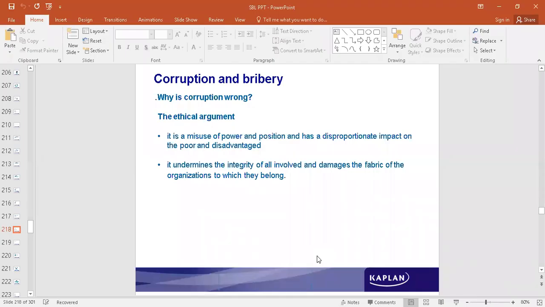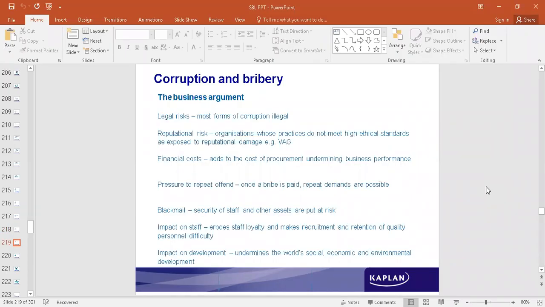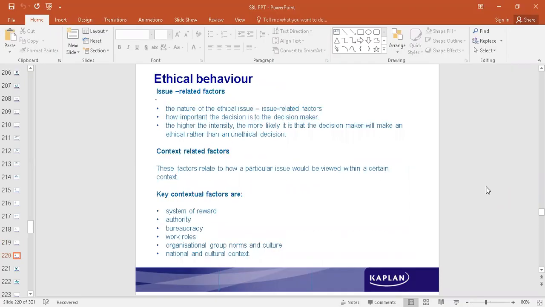Why is corruption wrong? We've also understood it is a misuse of power and position and has a disproportionate impact on the poor and the disadvantaged. So, therefore, it should not be taken up. The business argument is that they are involved in corruption because of certain reasons, but that is not acceptable.